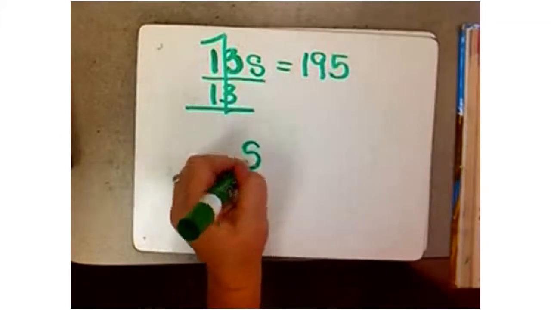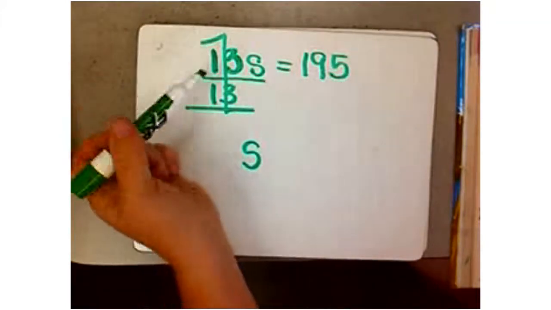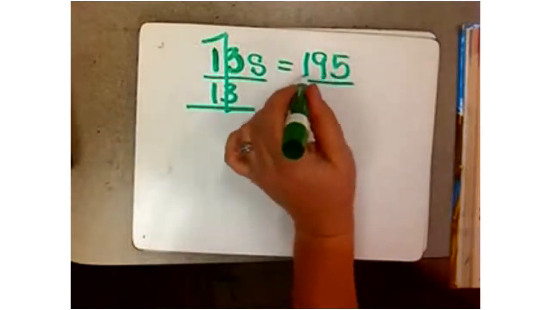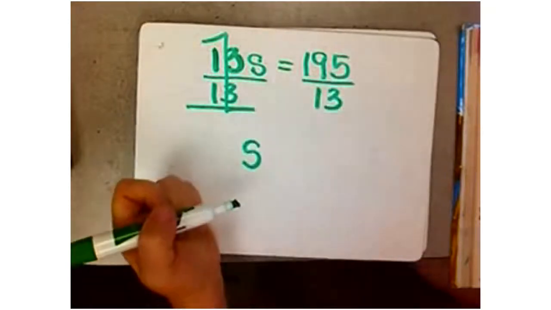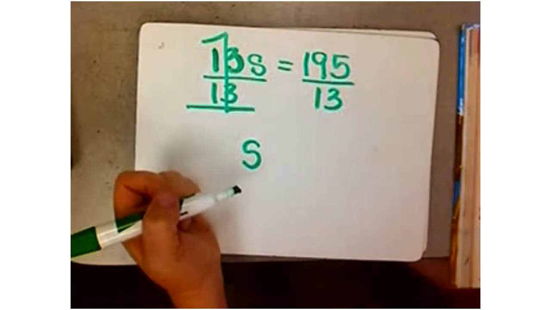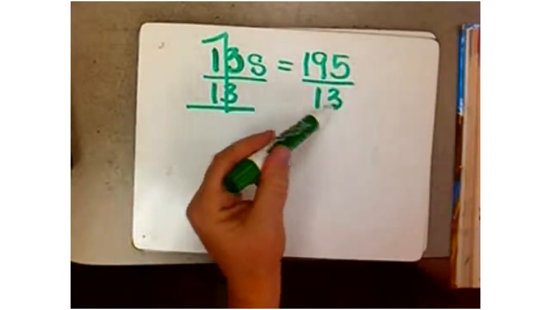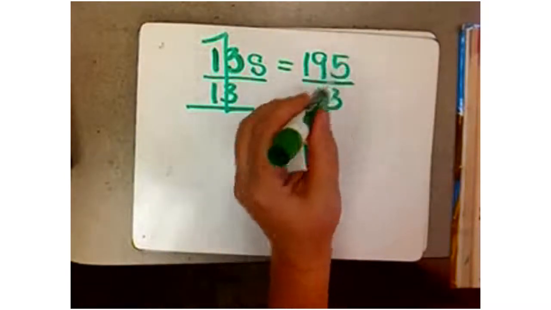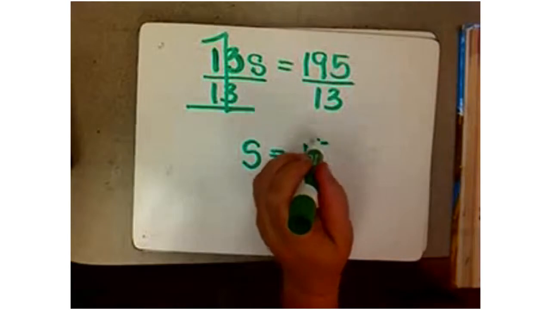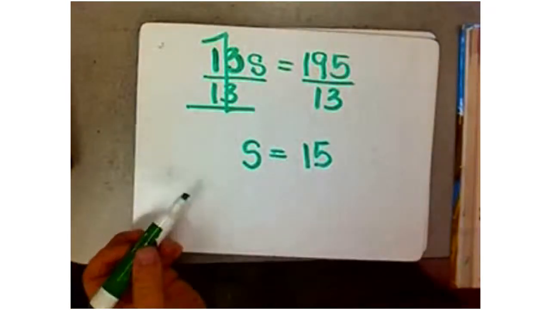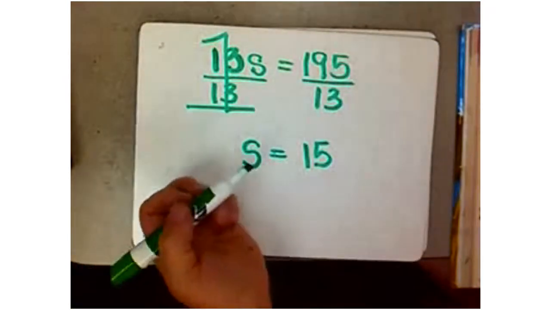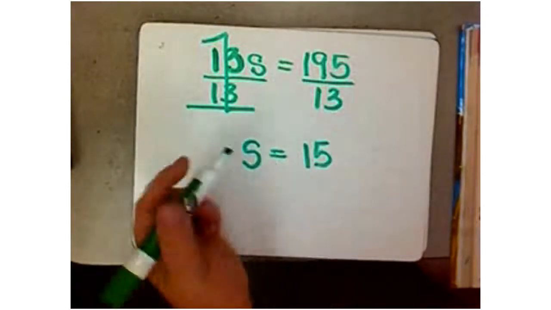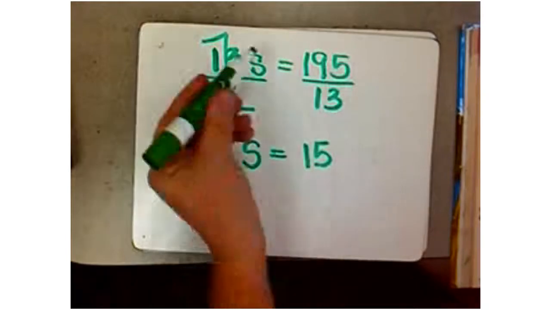And just as you do anything on the left side of the equation, you have to do the same exact thing to the right side of the equation to keep it balanced. So we're going to go over and divide the 195 by 13. And 195 divided by 13, 13 goes into 19 once, and we have 6 left over, and 13 goes into 65 5 times. You could also use a calculator and figure that out. 195 divided by 13 is 15. So s equals 15.